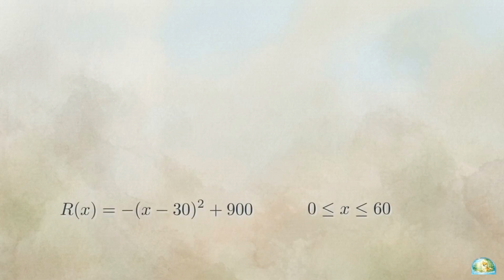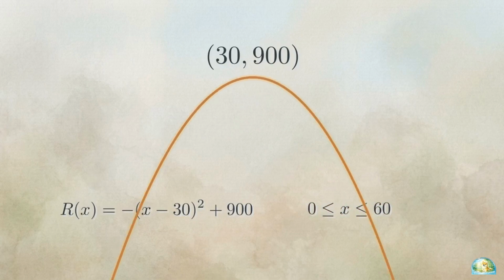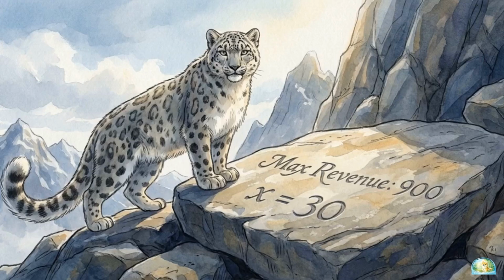A revenue model has feasible domain 0 less than or equal to x less than or equal to 60 and rewrites to r of x equals negative (x minus 30) squared plus 900. What does this reveal? The vertex is (30, 900). The feasible domain includes x equals 30. Because the parabola opens downward, 900 is the maximum revenue. The model says maximum revenue 900 happens when x equals 30.